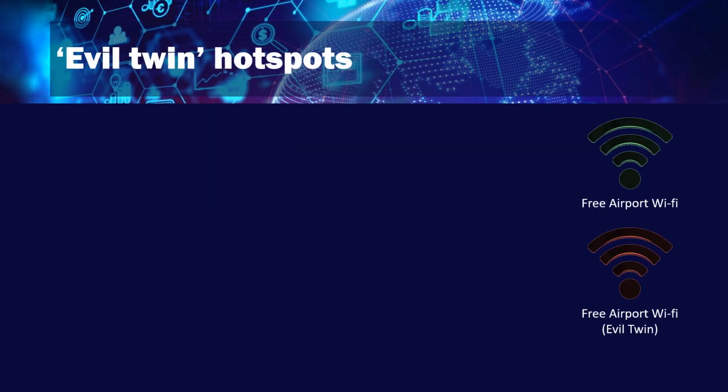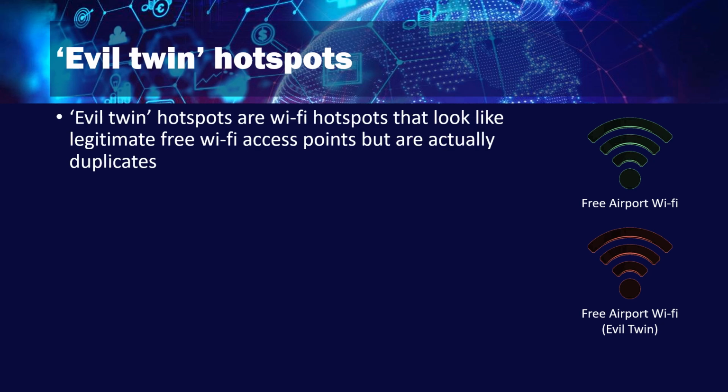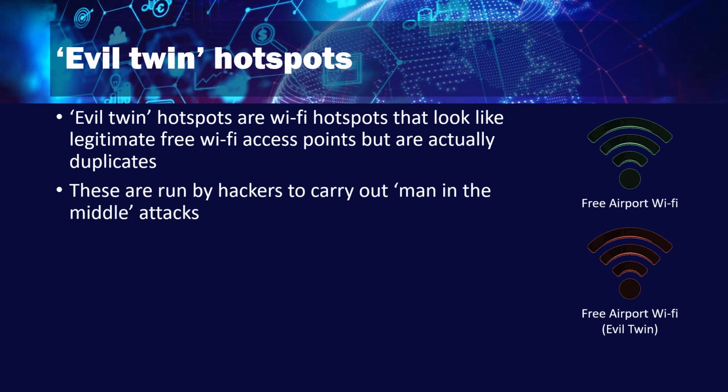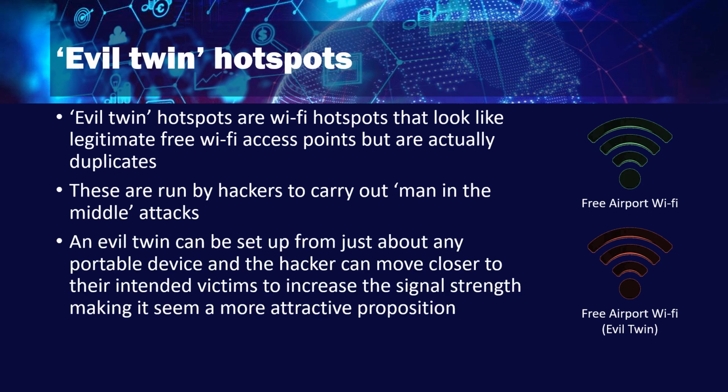There may also be restrictions on the length of time users can be connected or the amount of bandwidth that they can use. Evil twin hotspots are Wi-Fi hotspots that look like legitimate free Wi-Fi access points, but are actually duplicates. They generally have the same SSID. These are run by hackers to carry out man-in-the-middle attacks. An evil twin can be set up from just about any portable device, such as a phone, tablet, or laptop. The hacker can move closer to their intended victims to increase the signal strength of their evil twin hotspot, making it seem a more attractive proposition than the real Wi-Fi access point.